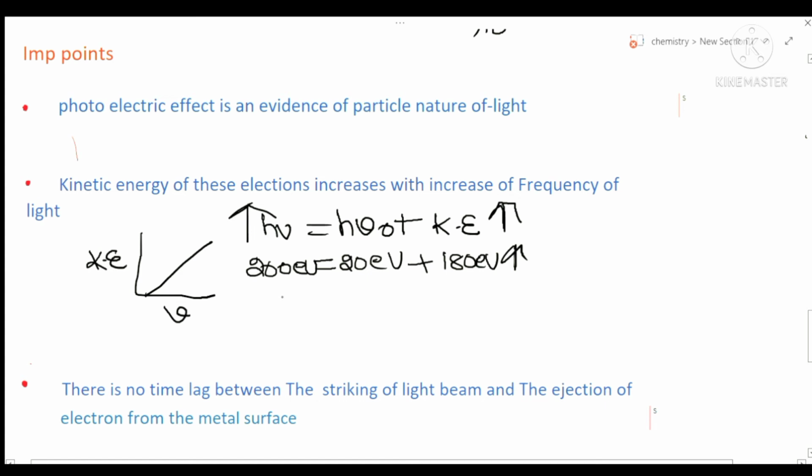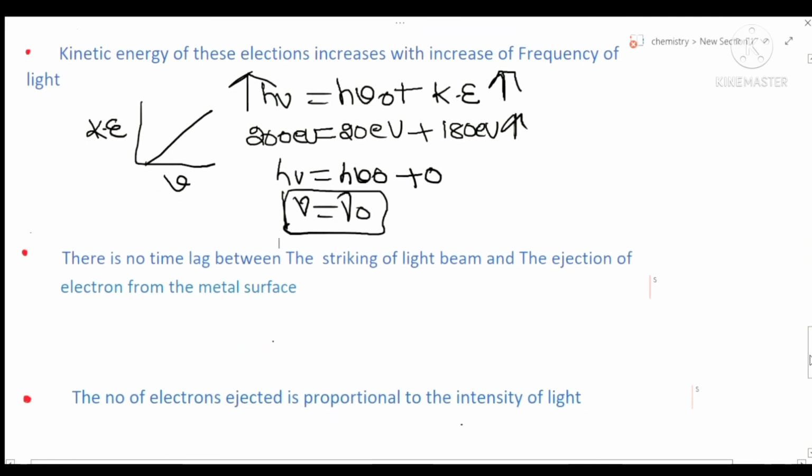In some cases h mu is equal to h mu naught, that is, the incident radiation frequency is equal to the threshold frequency. At that time the kinetic energy is 0. When nu is equal to nu naught, the incident frequency is equal to the threshold frequency, and the kinetic energy will be 0.